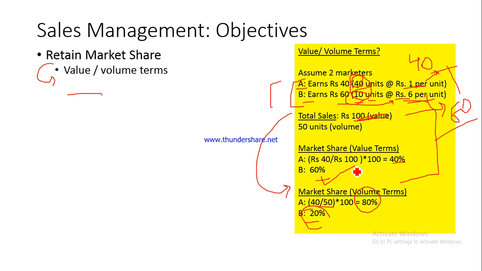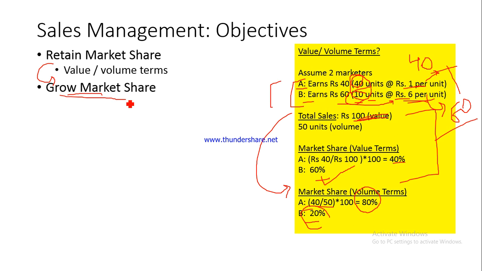So in the same market, if you talk about value terms, maybe Apple is the market leader, and if you talk about volume terms, it is Samsung which is the market leader, right? So this can happen in a market, and this is pretty much normal. So the first objective of sales management was retaining the market share. Now let's have a look at the other objectives which are there.